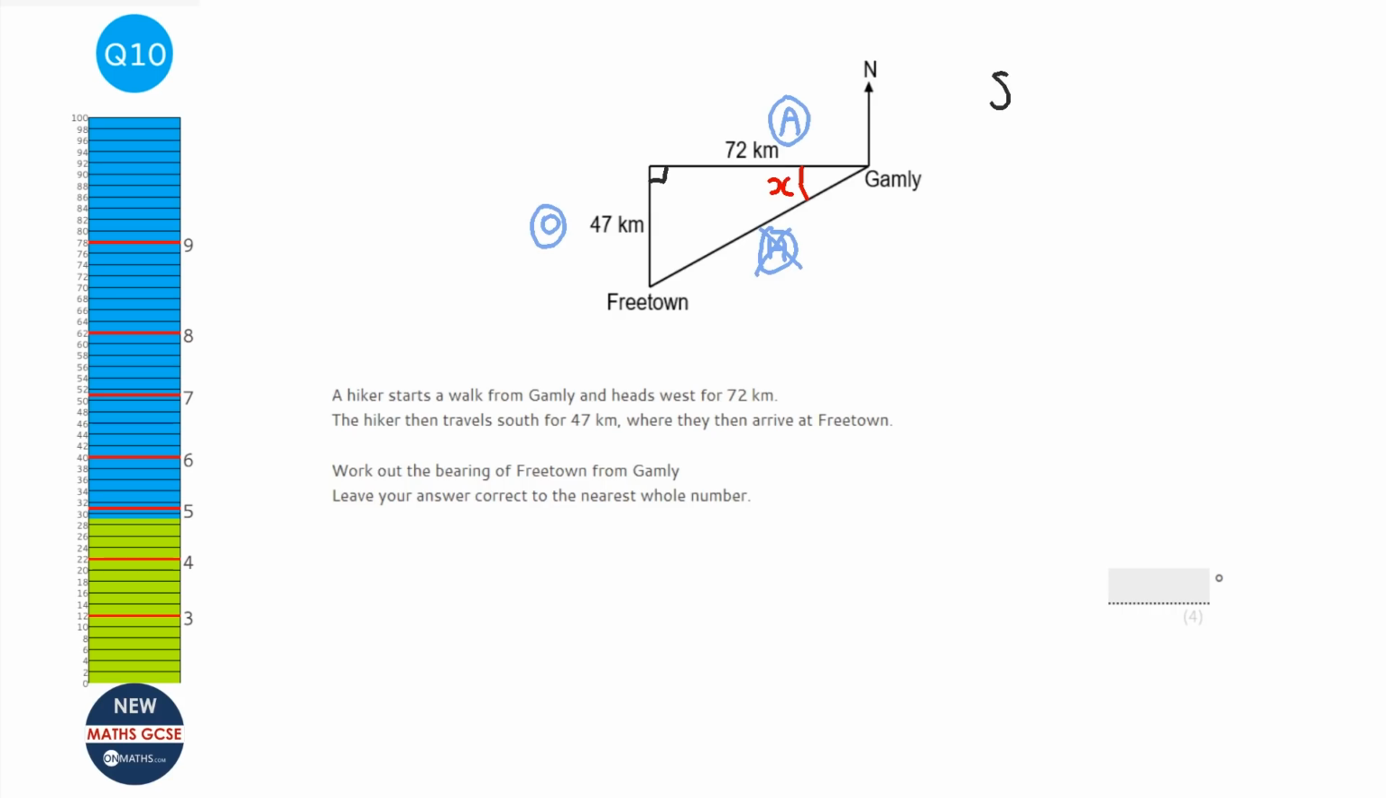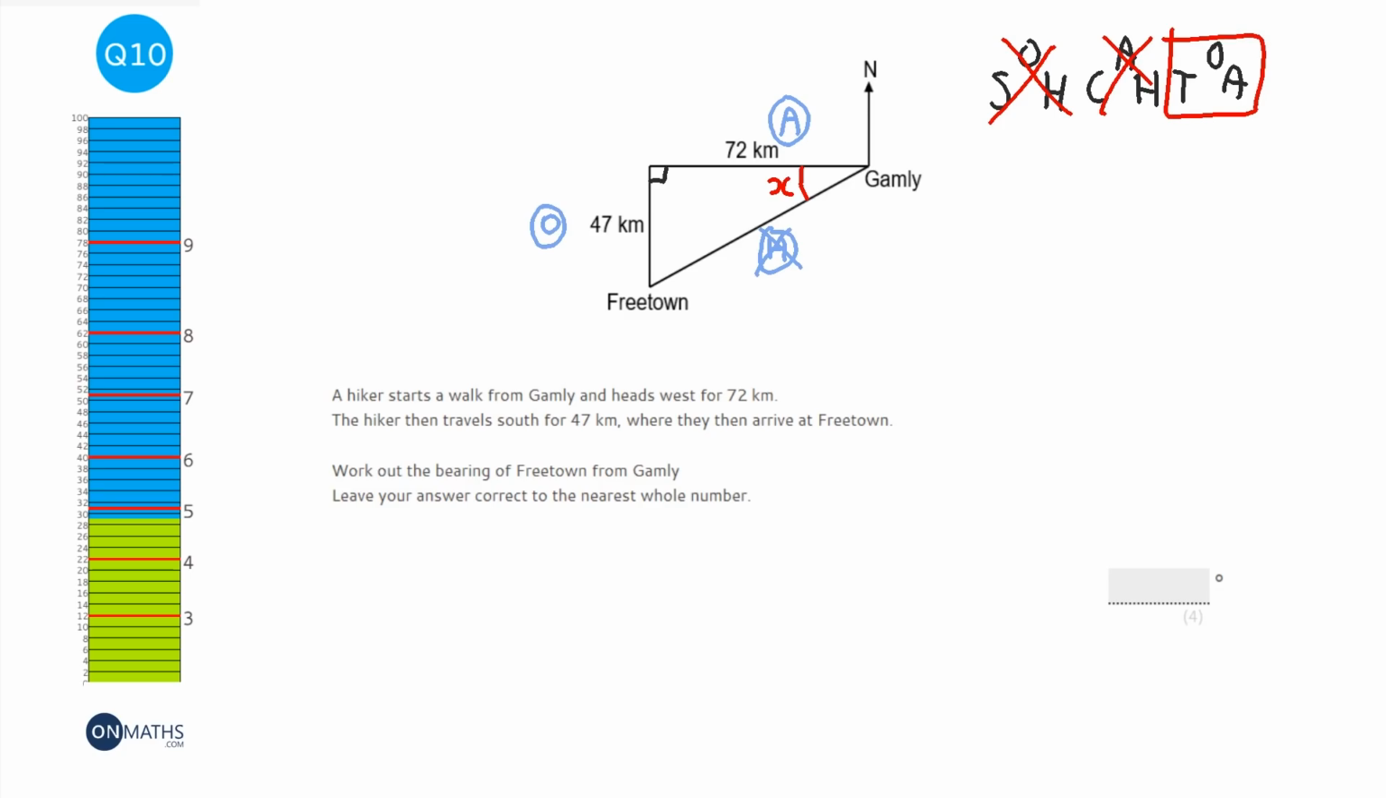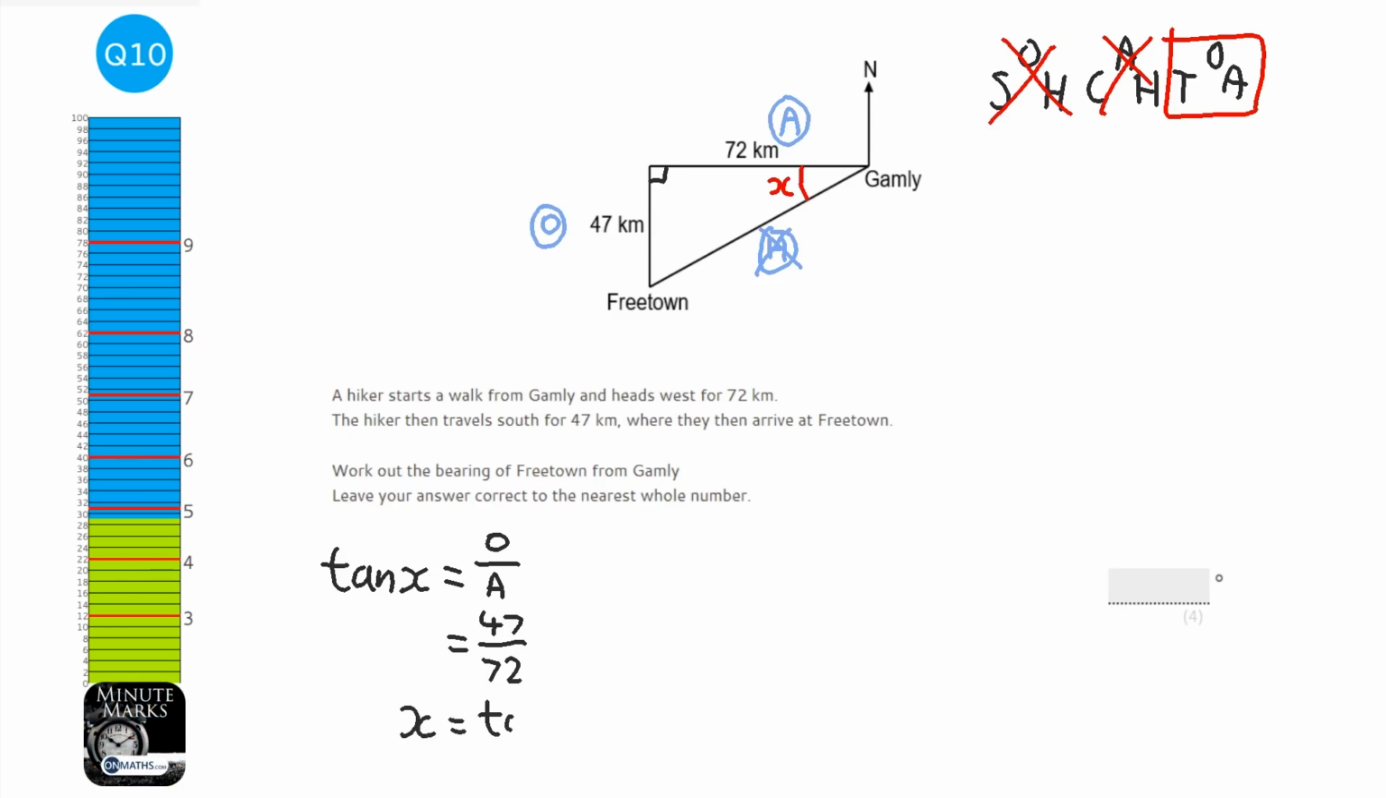So writing SOHCAHTOA, SOHCAHTOA. Well, we're not interested in the H, so it's not going to be SOH, and it's not going to be CAH, so it's going to be TOA. So TOA stands for tan x equals opposite over adjacent, and the opposite is 47, and the adjacent is 72. Now we want to work out what x is, so to do that we want to inverse tan both sides.